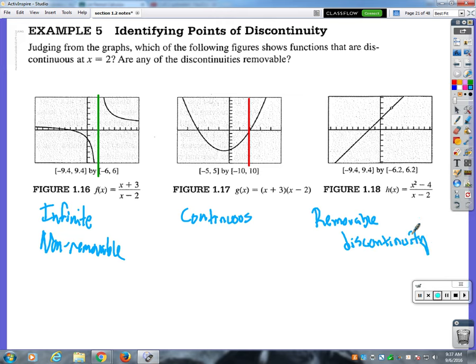Let's graph this on our fancy new calculator. What do the numbers in the brackets mean? Oh, these numbers right here? They're giving you the dimensions of the graphing window. So this is from negative 9.4 to 9.4 in the x direction, and from negative 6 to 6 in the y direction. That's what it shows.